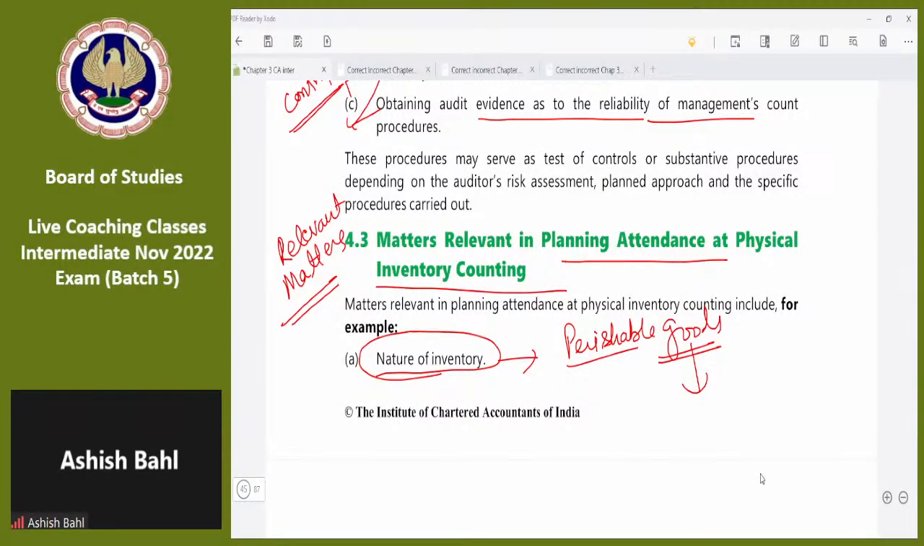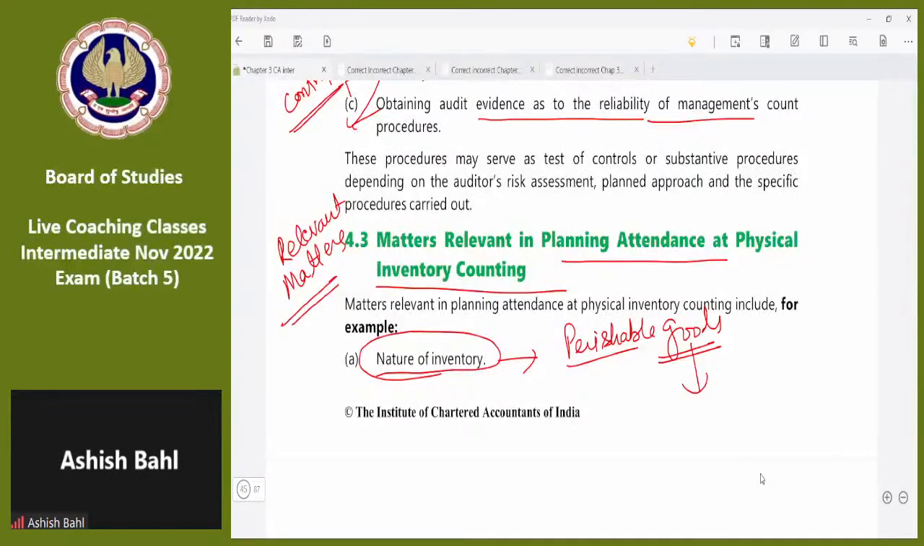In case where it is totally impracticable to attend the physical inventory counting process, then he shall perform alternative audit procedures. And if these provide sufficient appropriate audit evidence, then it is okay. If these do not provide sufficient appropriate audit evidence, then he has to do what? He has to modify his opinion. Okay, guys, so is that clear?